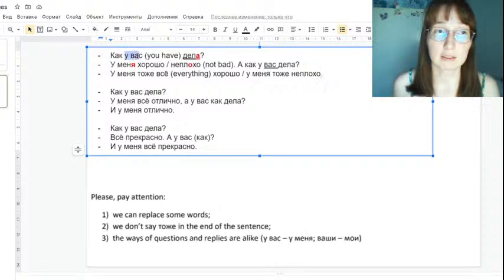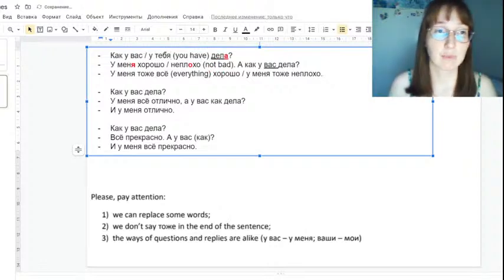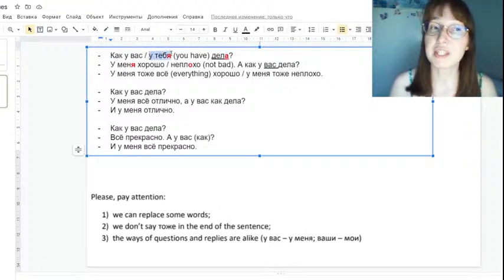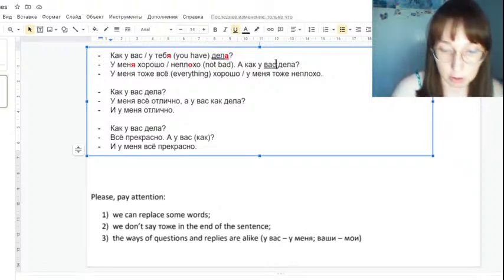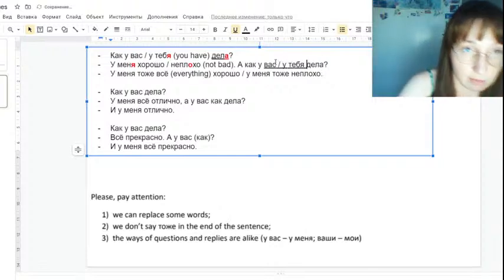Since у вас is formally, informal way is у тебя. У тебя. Я is stressed, unstressed here represents E sound. Как у тебя дела? And here we say, а как у тебя?